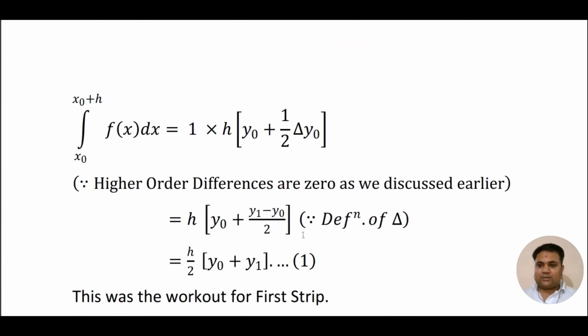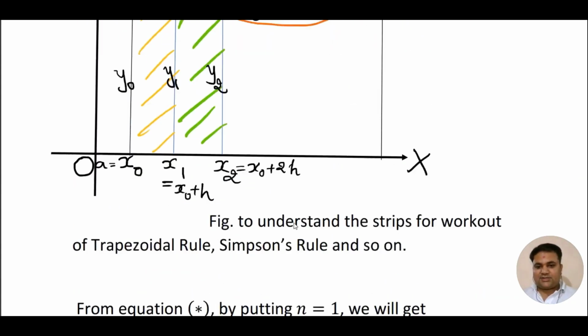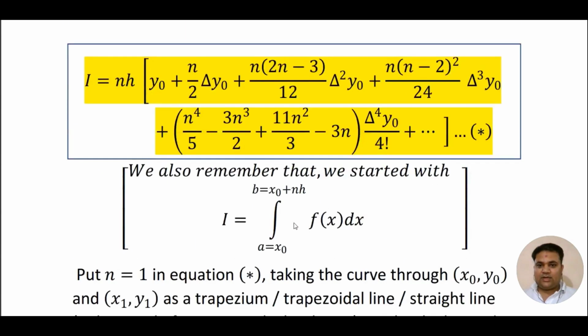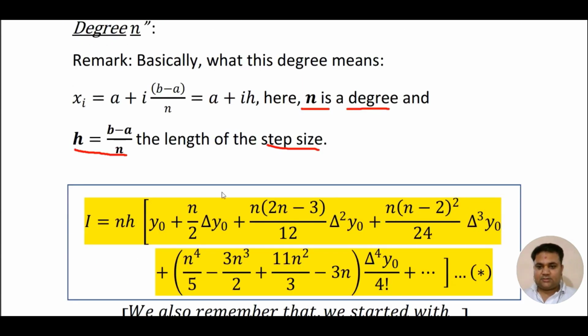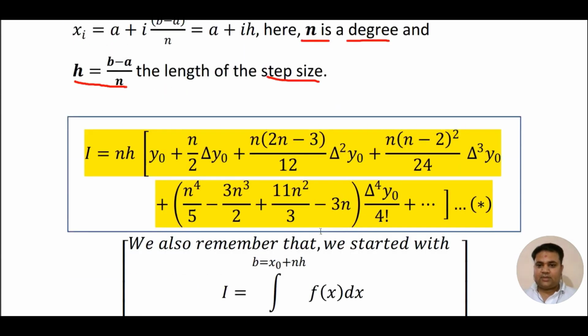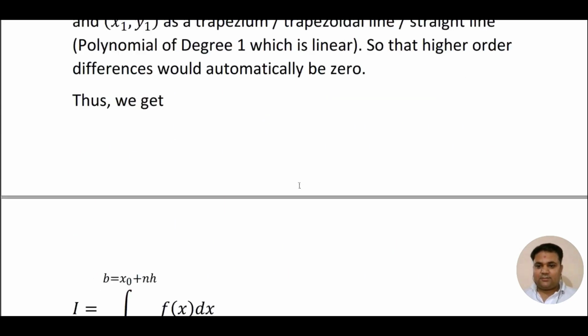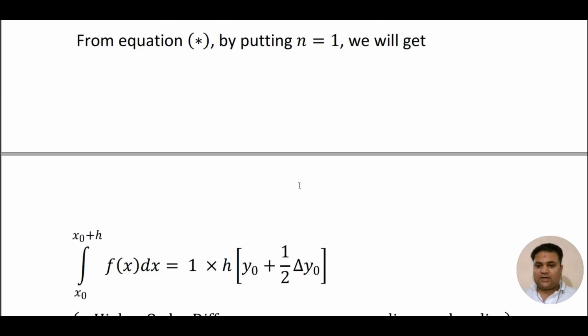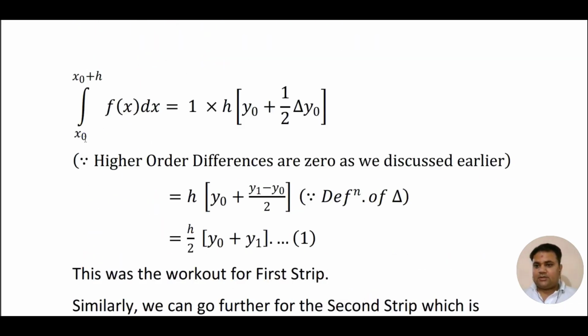Okay, now let's work out. In equation star, we will substitute n is equal to 1. Let me show you equation star. This is equation star, that is the Newton-Cotes quadrature formula. Substitute n is equal to 1 here, and what you will get is, the first subinterval is x0 to x0 plus h. For this subinterval, if you simplify, then higher order differences will obviously be 0.